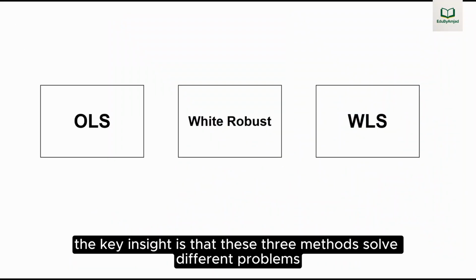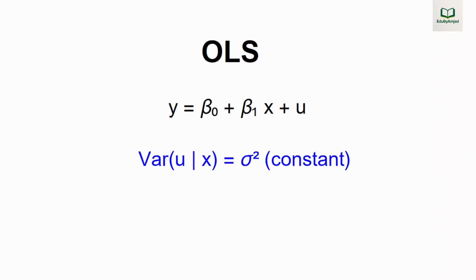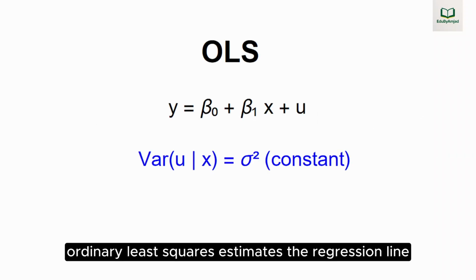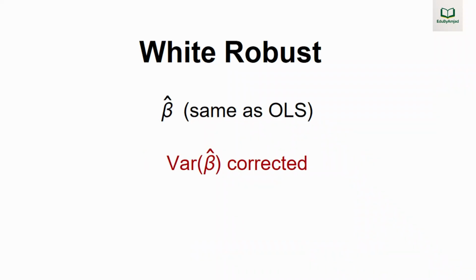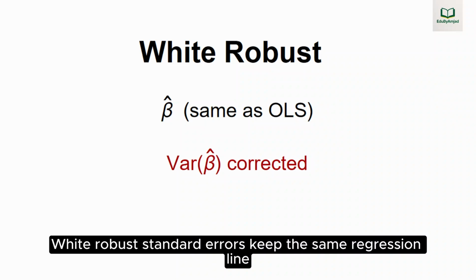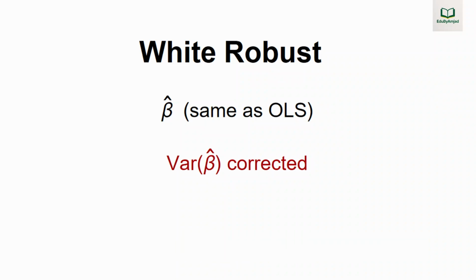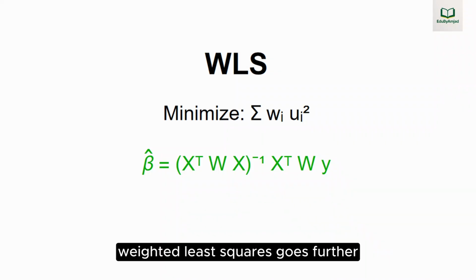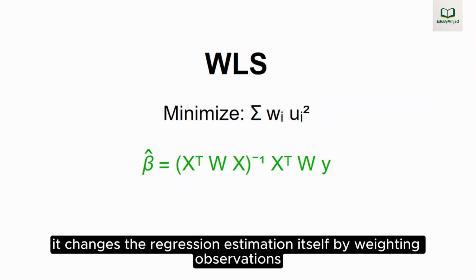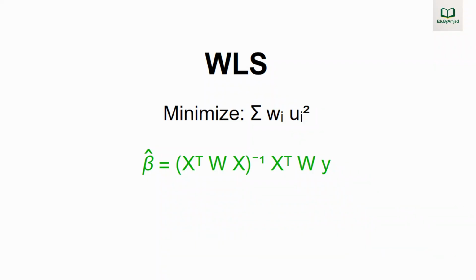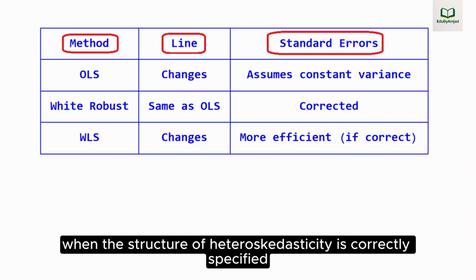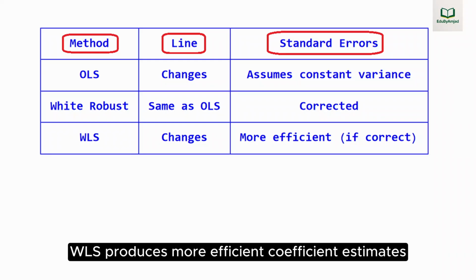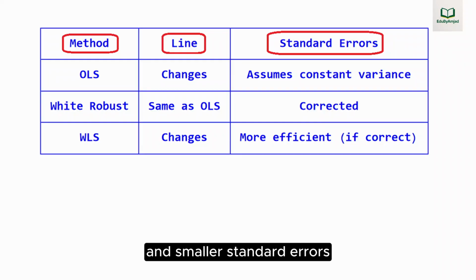The key insight is that these three methods solve different problems. Ordinary least squares estimates the regression line under the assumption of constant error variance. White robust standard errors keep the same regression line but adjust the standard errors used for inference. Weighted least squares goes further. It changes the regression estimation itself by weighting observations according to their error variance. When the structure of heteroskedasticity is correctly specified, WLS produces more efficient coefficient estimates and smaller standard errors.